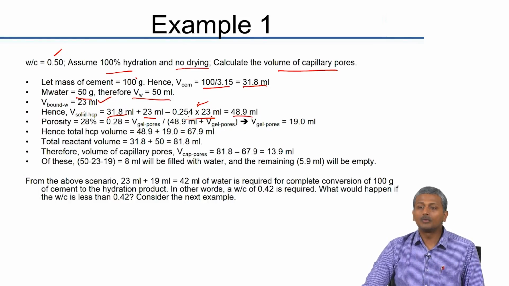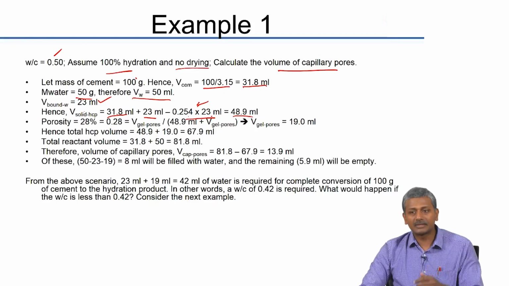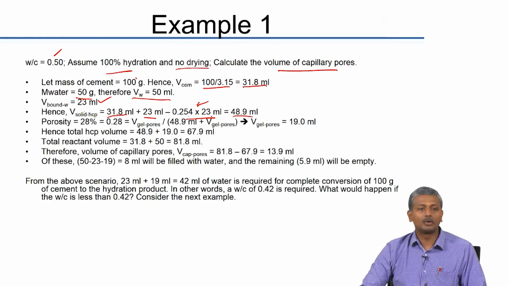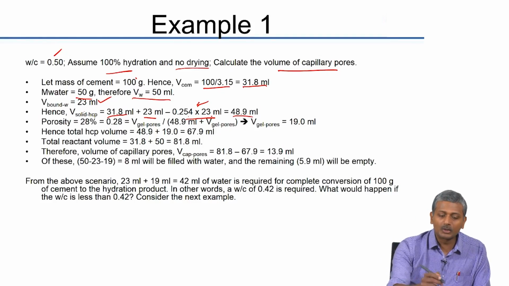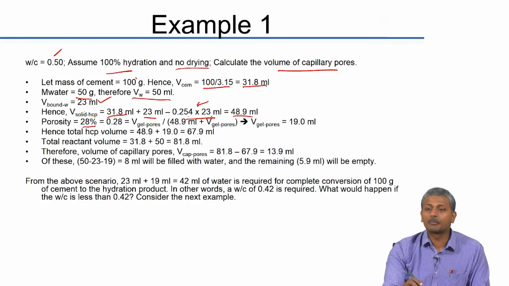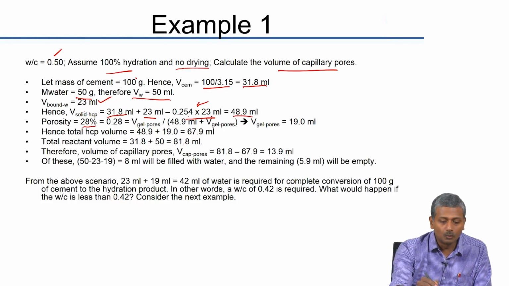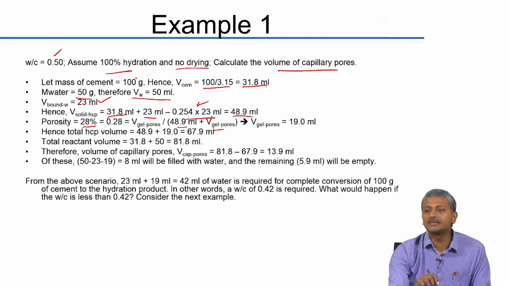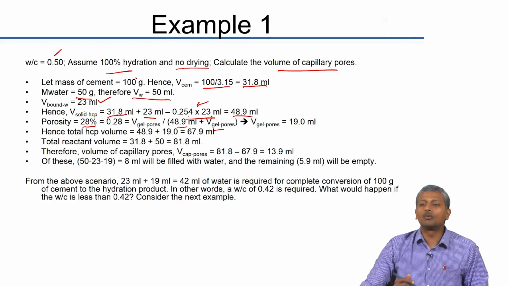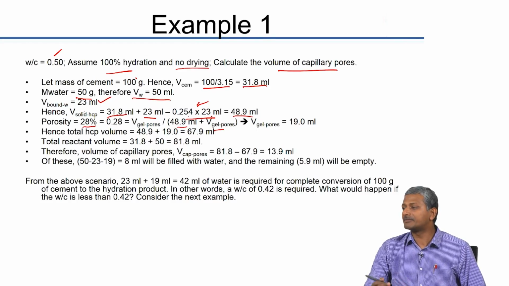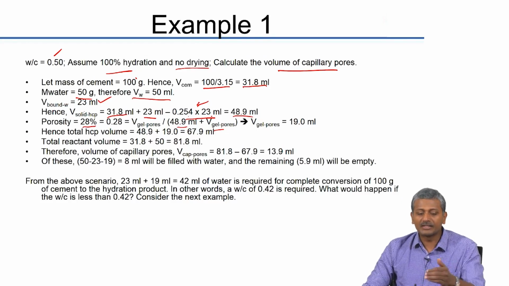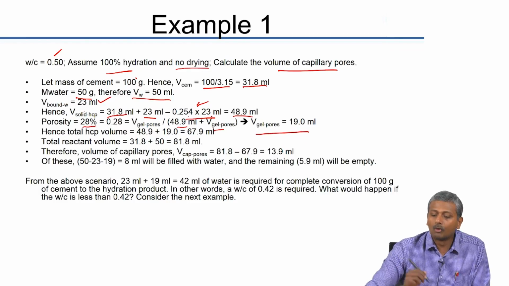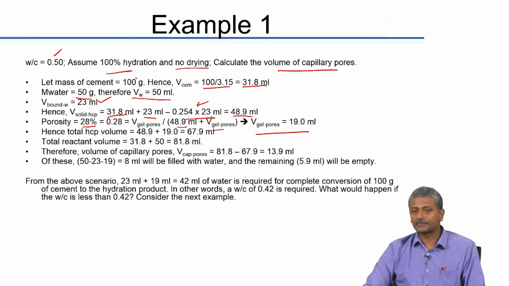Okay. So what now? Our next aspect is to look at what the total volume of the hydrated cement paste is. So we know that 28% is the characteristic porosity, that is equal to volume of gel pores by solid HCP plus gel pores. Why gel pores only? Why not capillary pores? We are only considering CSH. We are only considering the volume of solid hydrated cement paste in the CSH. So when we write this formula, we can find out that volume of gel pores is 19 milliliters.